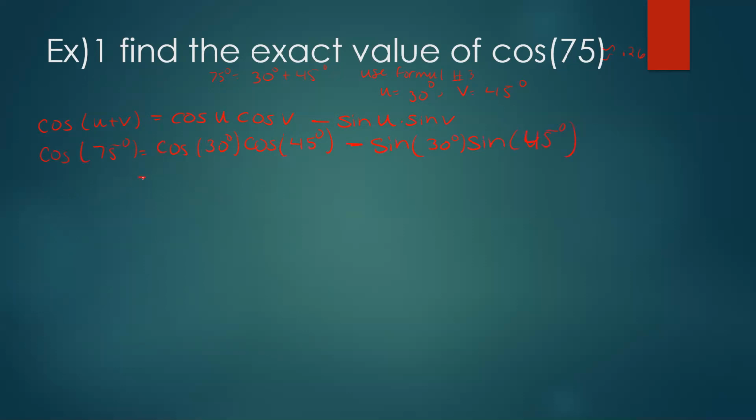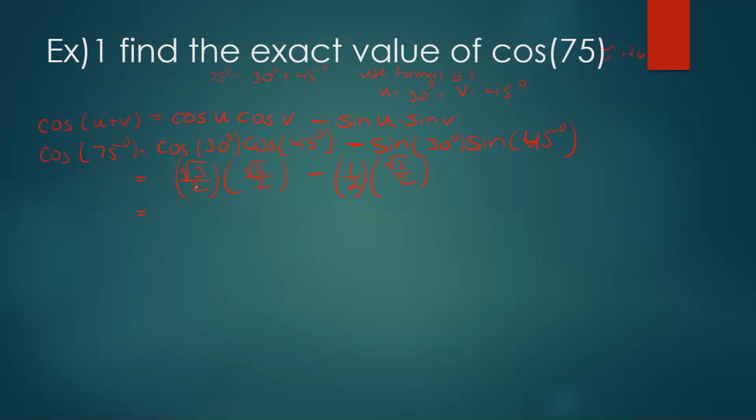Okay, so we just have to simplify using your unit circle. Do not put cosine 30 as a decimal, don't do that. Just use your unit circle. In your unit circle, what is cosine of 30? Cosine of 30 is exactly radical 3 over 2. What is cosine of 45? That's exactly radical 2 over 2. Minus, and then sine of 30 is exactly 1/2, times sine of 45, which is radical 2 over 2.